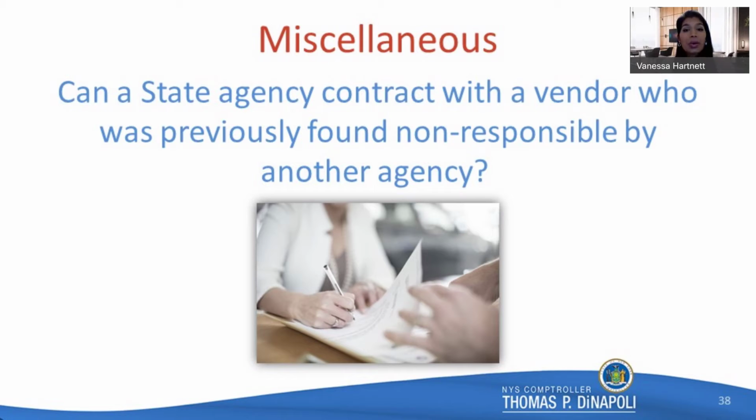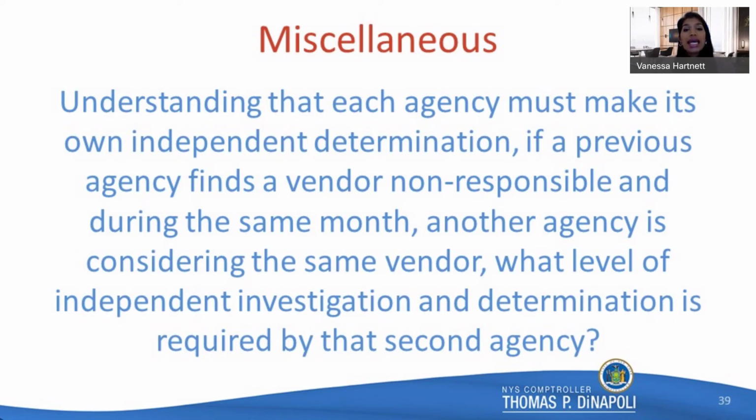Another question about responsibility determination: understanding that each agency must make their own independent determination, if a previous agency finds a vendor non-responsible and during the same month another agency is considering the vendor, what level of independent investigation and determination is required by that second agency? So as we just discussed, there is a process, and here's what to expect.